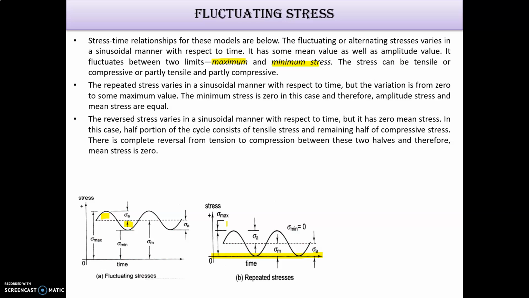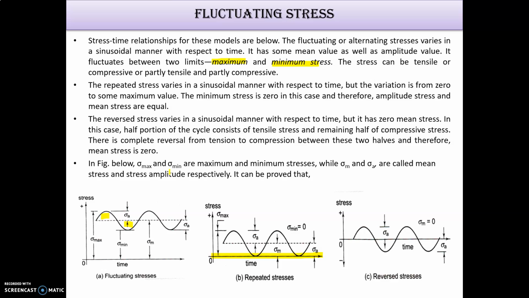Now the reversed stress. Reversed stress varies in a sinusoidal manner with respect to time, but it has zero mean stress. In this case, half portion of the cycle consists of tensile stress and the remaining half of compressive stress. There is complete reversal from tension to compression between these two halves, and therefore the mean stress is 0. So sigma m is equal to 0, and sigma a is the amplitude stress.